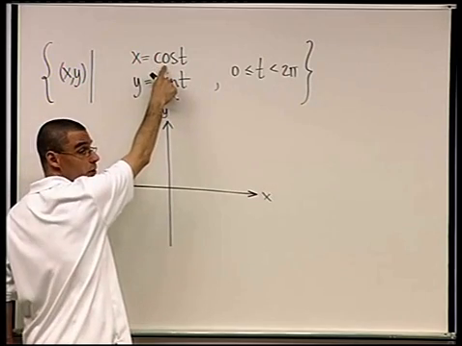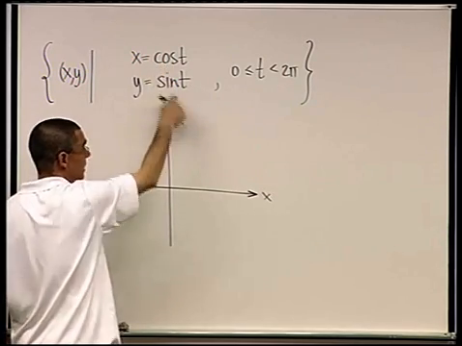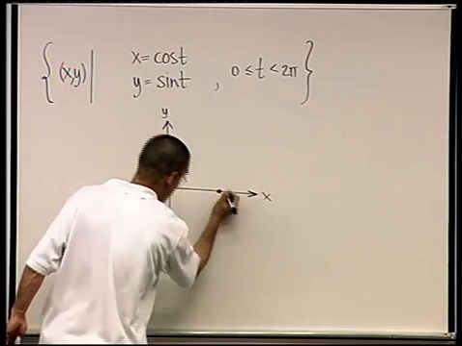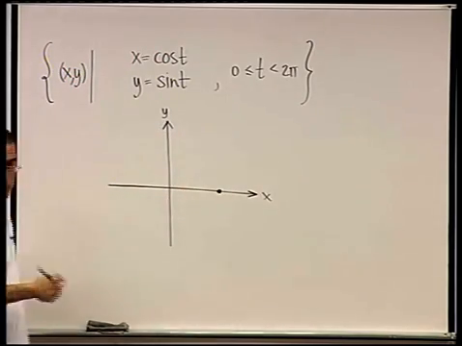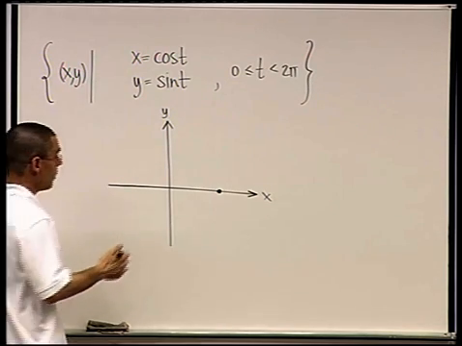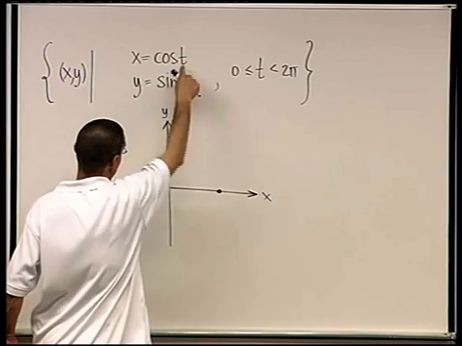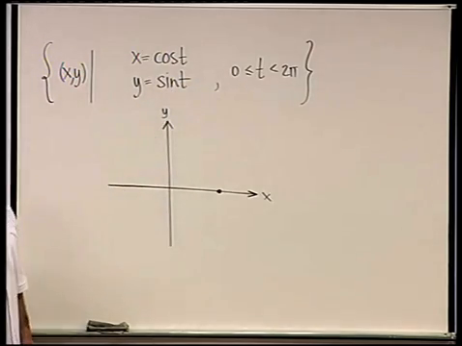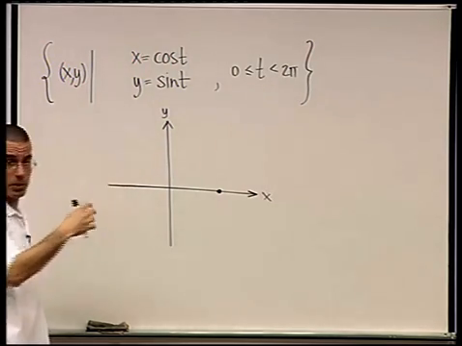What's cosine of 0? 1. What's sine of 0? 0. So I get the point 1, 0. This is what I get when t equals 0. Do you agree? Right? Now I don't want to plug in just any general values because I don't know how to take sines and cosines of funny numbers. I know how to do it for multiples of pi or fractions of pi, right?